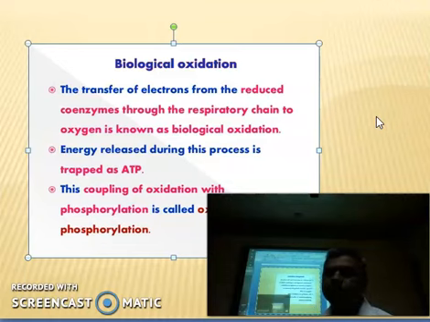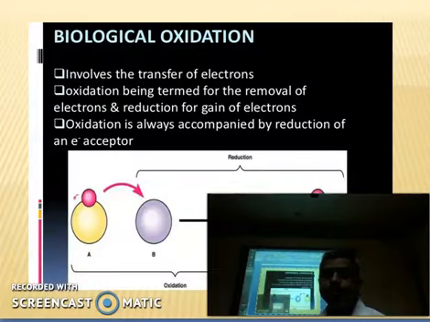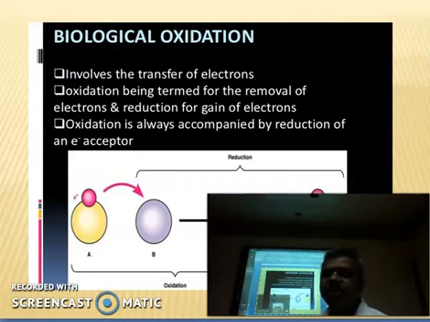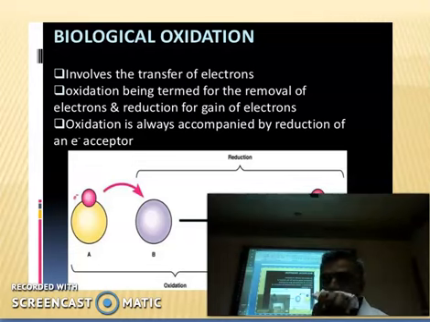Now what is oxidative phosphorylation? So you have to write all three. The energy released during this process is trapped as ATP, and this coupling of oxidation with phosphorylation is called oxidative phosphorylation. Now what does biological oxidation involve? It involves the transfer of electrons. Oxidation is the term for removal of electrons and reduction is the gain of electrons. Oxidation is always accompanied by the reduction of an electron acceptor.